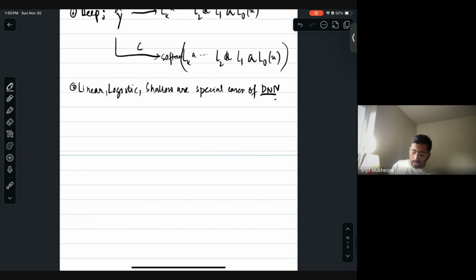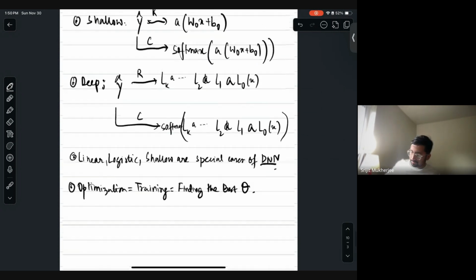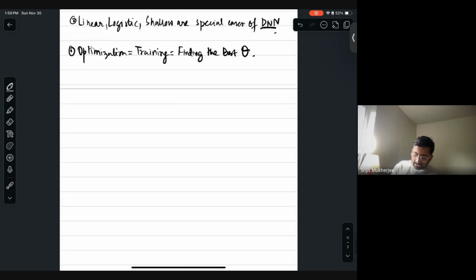So now let's do a recapitulation of how it's trained. So optimization is training, right? Optimization is training. It is finding the best theta. So how is it done? Let's see. For finding the best theta, what do we use? We use gradient descent.